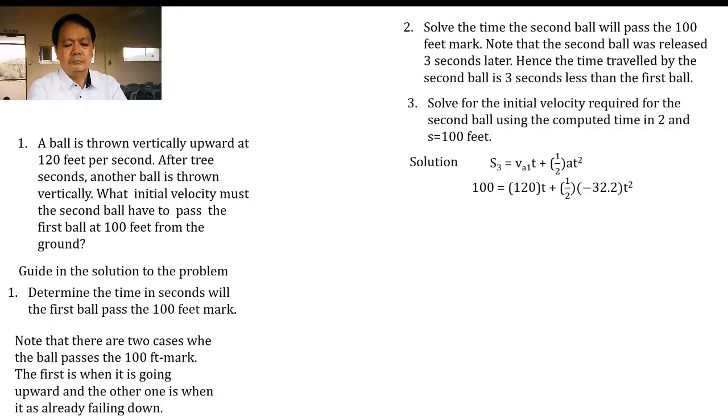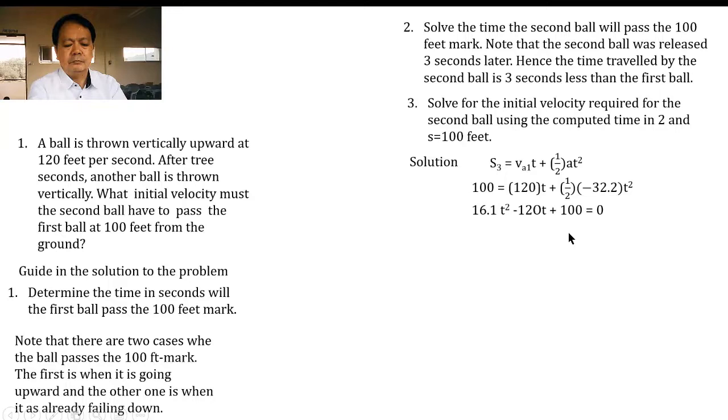Okay, and I will substitute here 100 shall be equal to 120t plus 1/2 of negative 32.2 times t squared. Here t is the time that it will pass the 100 foot mark. And therefore, when that is simplified, I will have an equation that is 16.1 t squared minus 120t plus 100 equal to 0. And actually, this is a quadratic equation, which can be solved by the quadratic formula.